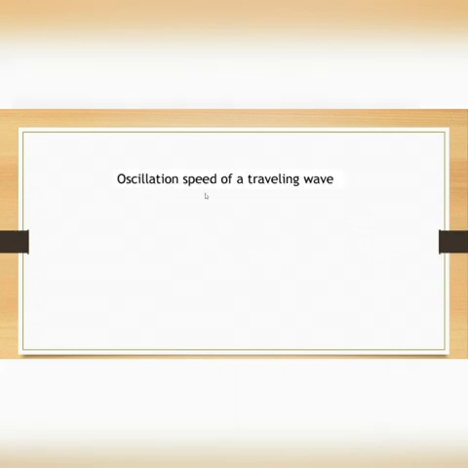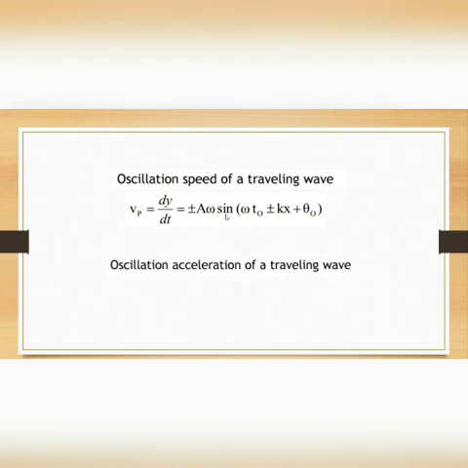And the oscillation speed of a traveling wave, as we discussed before, is the first derivative of the displacement with respect to time. So the speed at point P is dy/dt, which is equal to plus minus a times omega times, this is not the sine but the cosine of (omega t0 plus minus kx plus theta 0). Yeah, this is not the sine, this is the cosine. Please change it in your book that this is not the sine, it is the cosine.